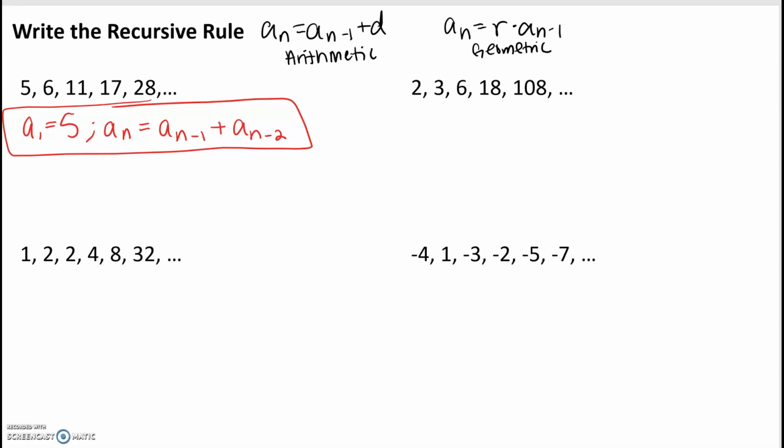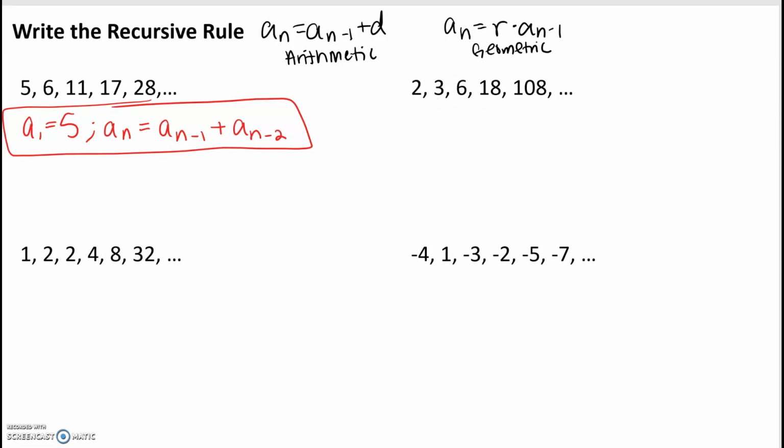Okay, my next one, I'm going to see if I can do the same thing. Okay, so 2 to 3, I would add 1. That doesn't get me to 6 if I keep adding. If I multiply 2 times 3, I do get 6. 3 times 6, I get 18. 18 and 6 gets me 108. So this time I'm actually multiplying my terms together.